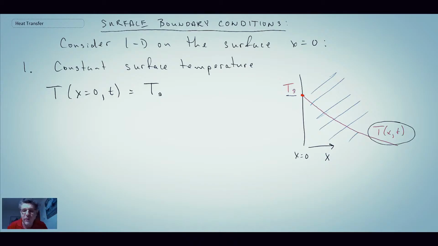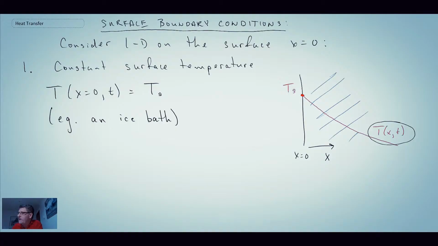So how might you create that type of boundary condition? Well, one way that you could do that is with an ice bath, for example, or boiling water, although that would vary depending upon the elevation of where you are located. But a good example here would be that of an ice bath. So that's the most simple boundary condition that you can encounter.